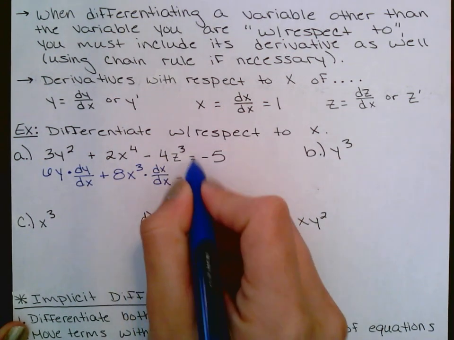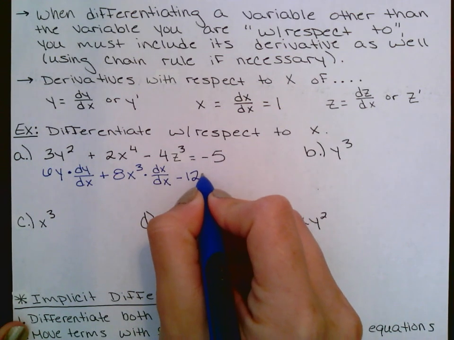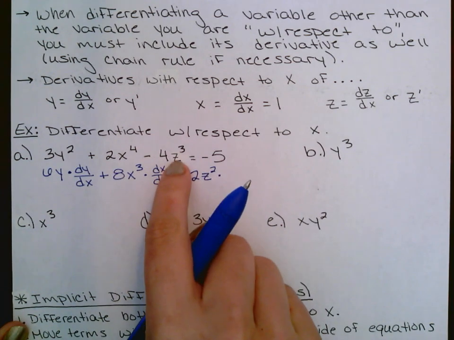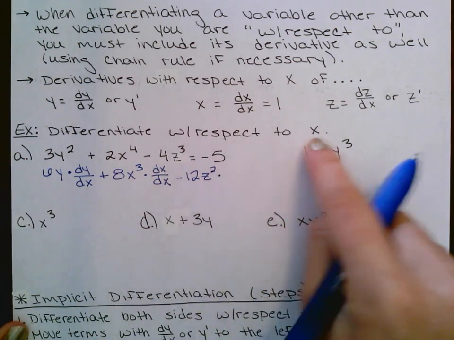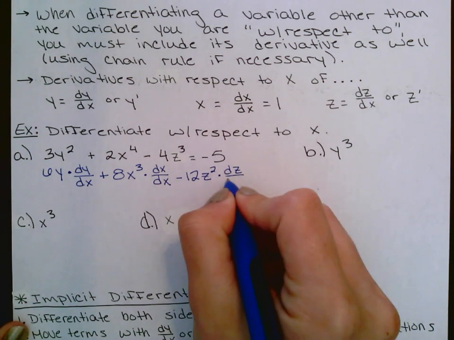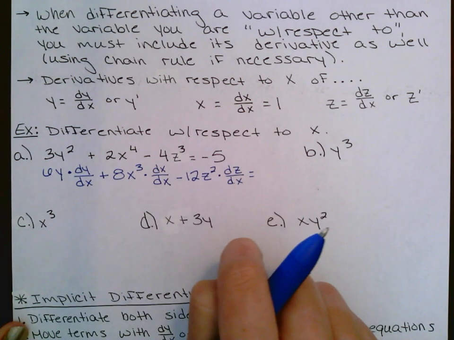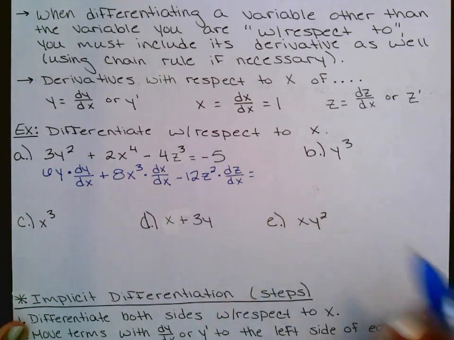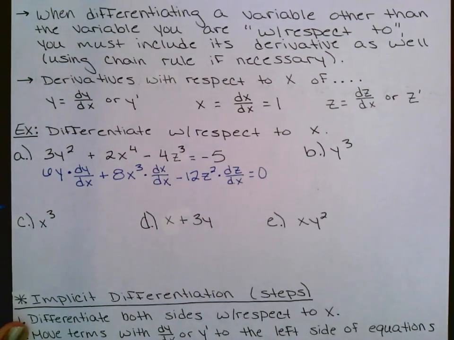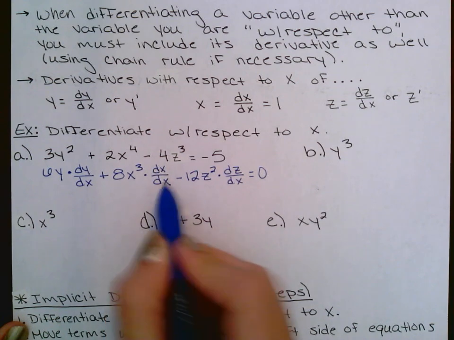Next term, minus derivative of the outside, 3 times 4 is 12. Rewrite the inside. Now it's to the second power. And then derivative of the inside is derivative of z with respect to x, so that's dz dx. Equals, and then I have one term on the right side of the equal sign. Derivative of negative 5, that is a constant. Derivative of a constant is 0. Okay? So my last step would just be to change this dx dx to a 1.